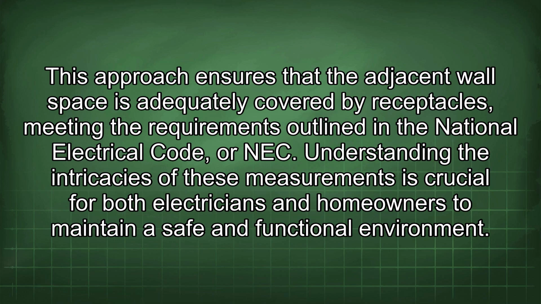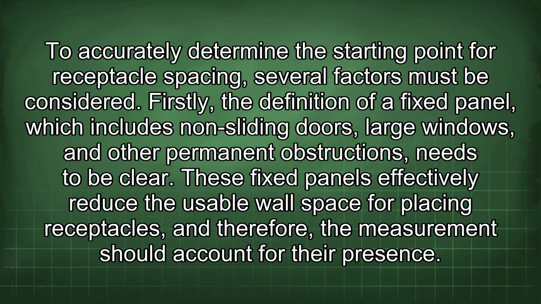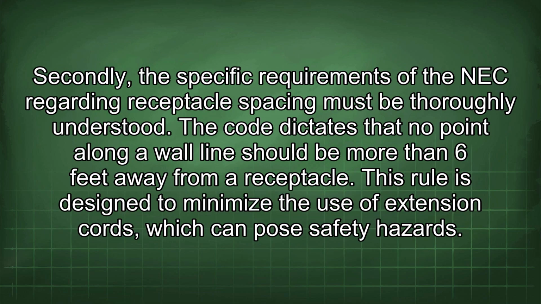safe and functional environment. To accurately determine the starting point for receptacle spacing, several factors must be considered. Firstly, the definition of a fixed panel, which includes non-sliding doors, large windows, and other permanent obstructions, needs to be clear. These fixed panels effectively reduce the usable wall space for placing receptacles, and therefore, the measurement should account for their presence. Secondly, the specific requirements of the NEC regarding receptacle spacing must be thoroughly understood.